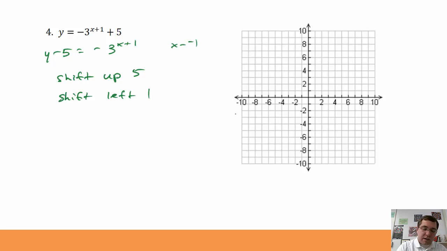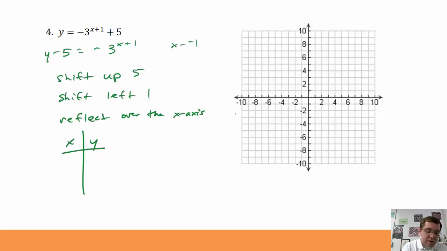And then the negative means I'm going to reflect, and a negative in front of the base means I'm going to reflect it over the x-axis. I'm going to take every y value and make it negative. So reflect over the x-axis. So I could think of y equals 3 to the x and shift it, or I can make another chart.